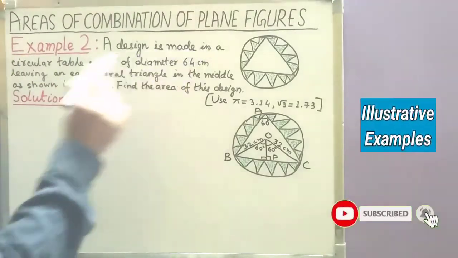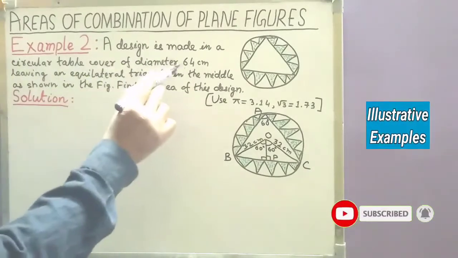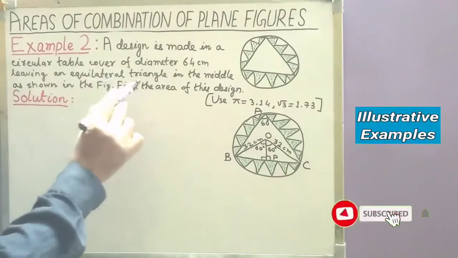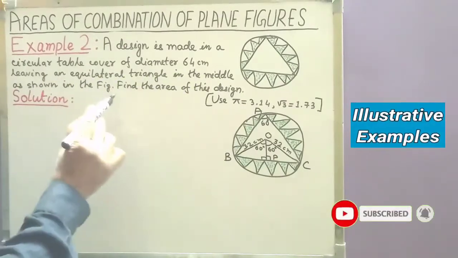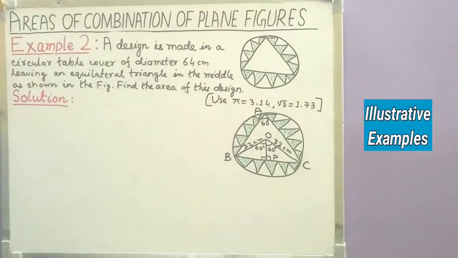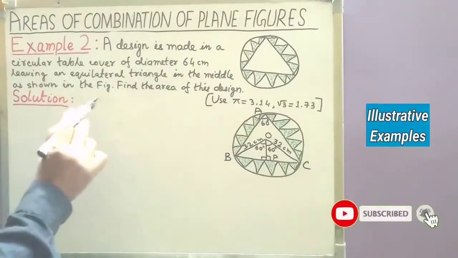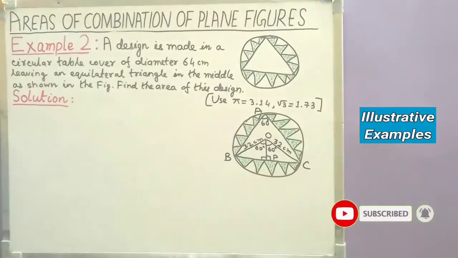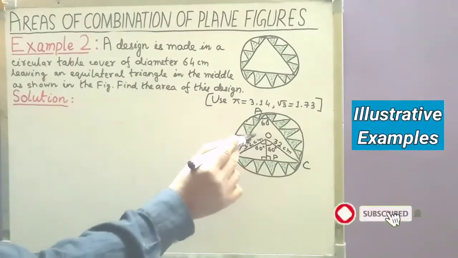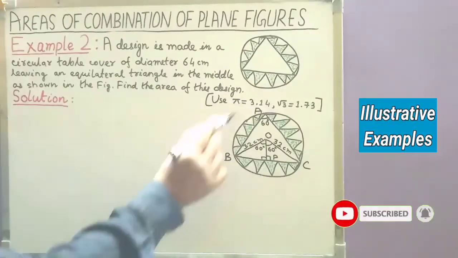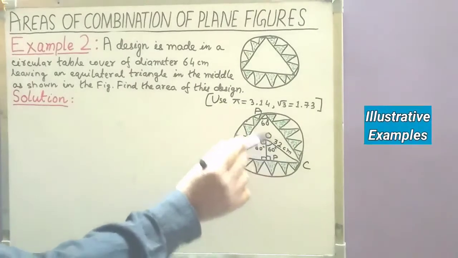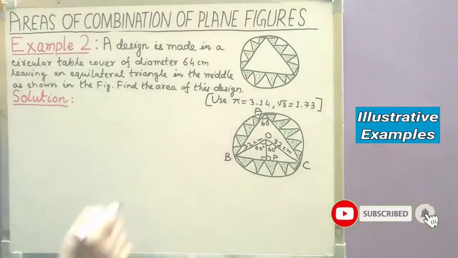Example 2. A design is made in a circular table cover of diameter 64 cm, leaving an equilateral triangle in the middle as shown in the figure. Find the area of the design. Use pi equal to 3.14 and root 3 equal to 1.73. Let's solve this question. Let O be the center of the circular table cover and ABC be the equilateral triangle.